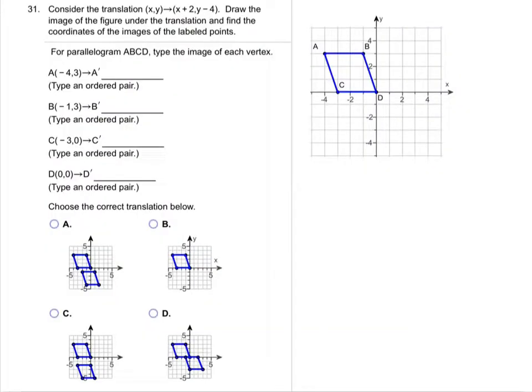All right, so on 31 now, we are considering the translation. xy goes to x plus 2, y minus 4. So translation is a movement. We're basically going to take this, what is that, a parallelogram? Going to take that parallelogram and we're going to move it. How are we going to move it? Well, x is going to go right 2 and y is going to go down 4. So we're going to do that with every dot.